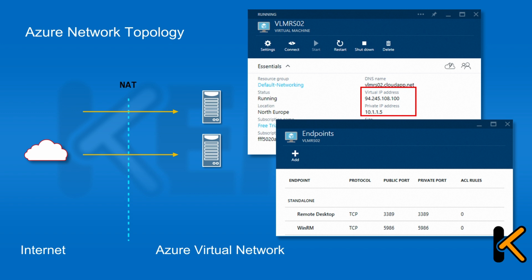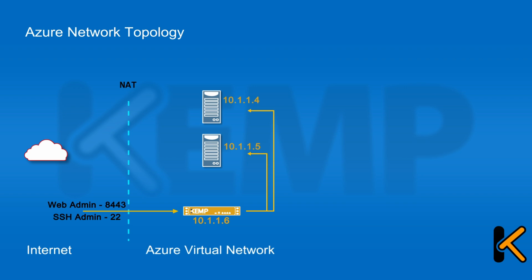The servers have a public IP address that is NATed to an internal private IP address. Each server also has endpoints defined that control the port forwarding from the public IP to the private IP. We will deploy the Virtual Loadmaster in one-armed mode in the same subnet as the IIS servers. Azure will automatically create two endpoints for management via web or SSH.